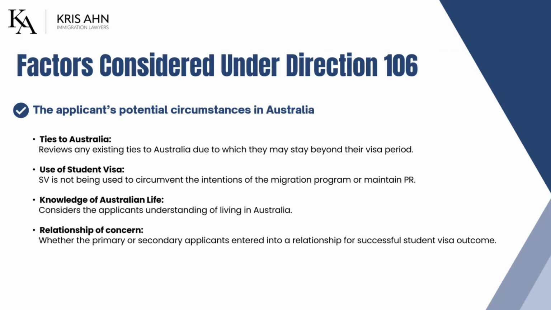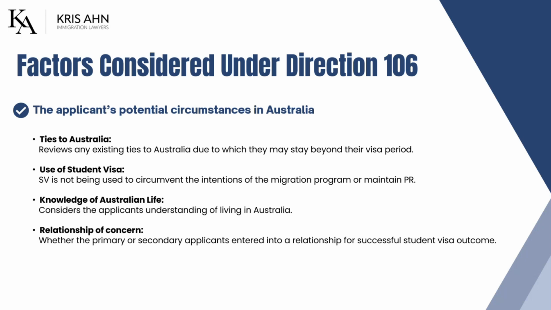Other factors are the potential circumstances in Australia. So ties to Australia is the first one. It reviews any existing ties to Australia due to which they may stay beyond their visa period. That can be family, that can be a relationship, it can be a de facto or marriage. So they will look into these factors.